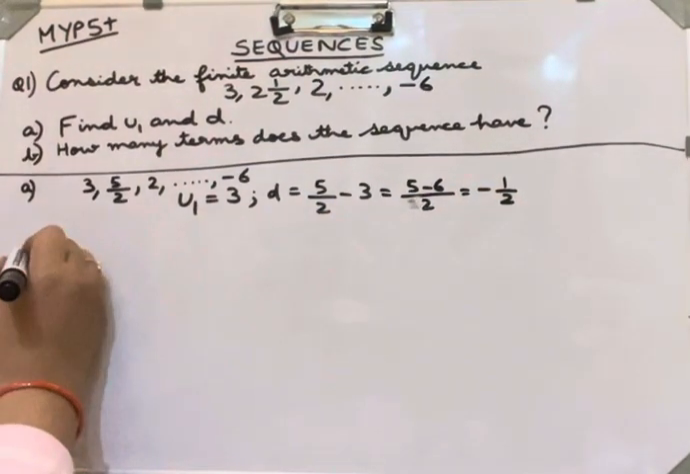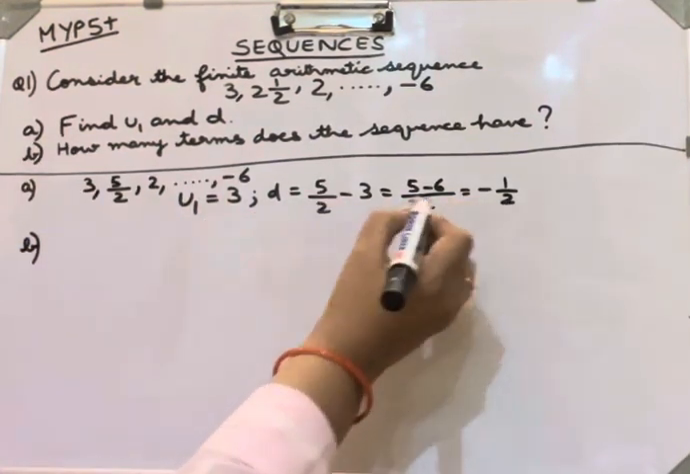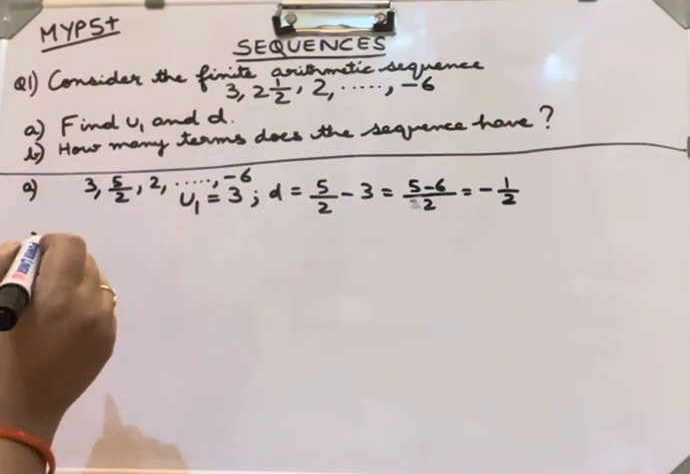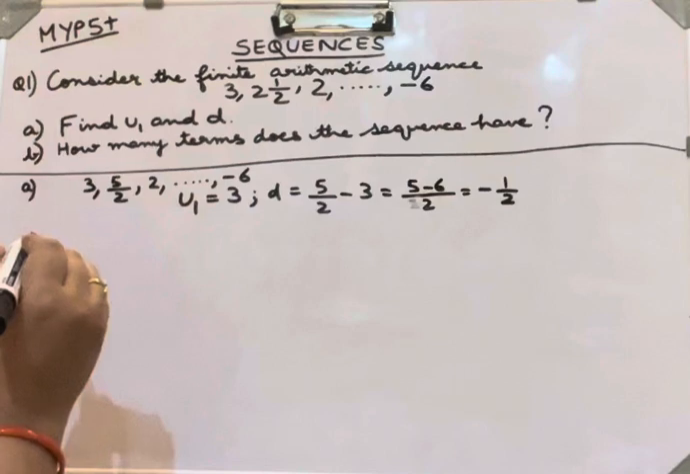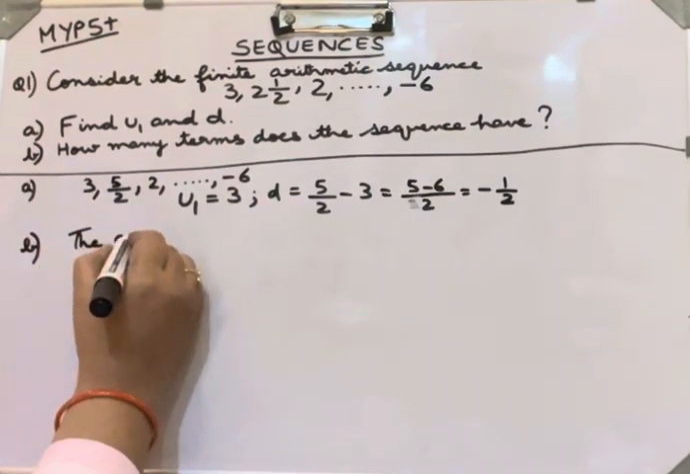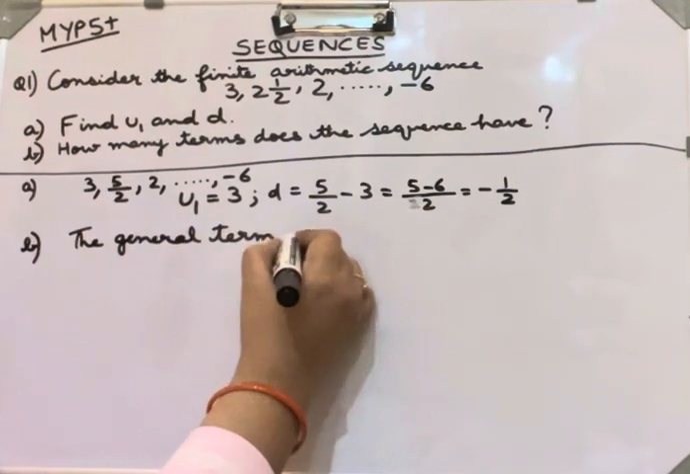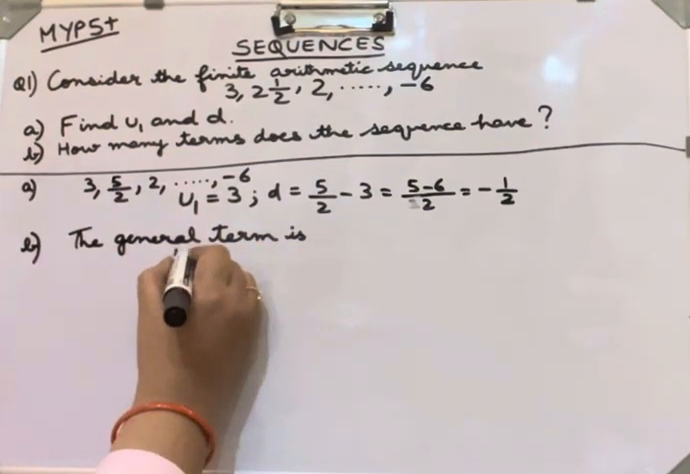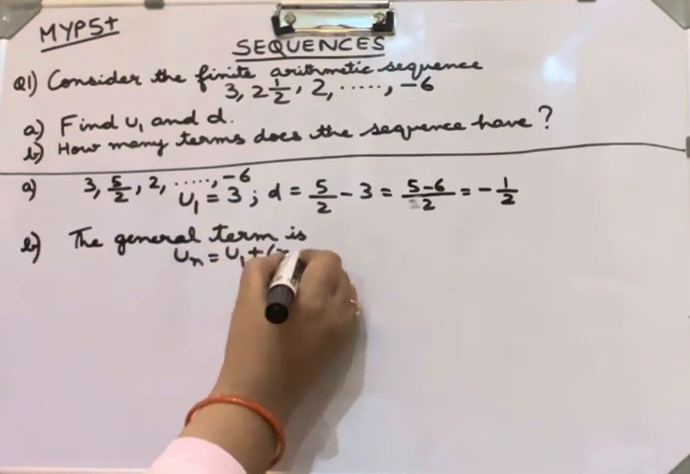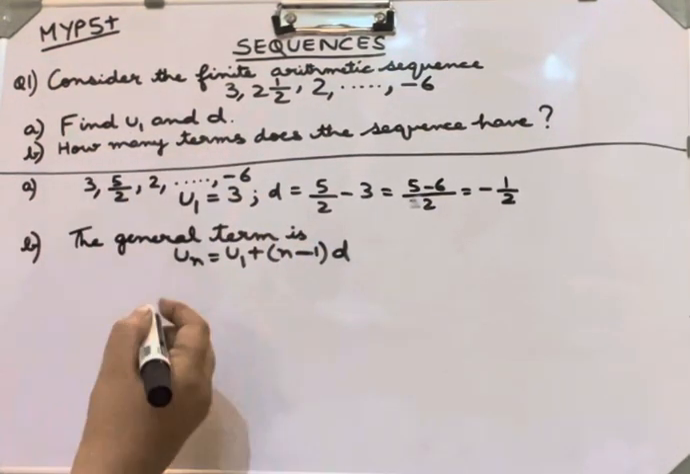Okay, now the next part. So the first term U1 is 3 and the difference D is minus half. How many terms does the sequence have? So first we'll find out the general term for this arithmetic sequence. So the general term is UN is equal to U1 plus N minus 1 multiplied by D, where N is the number of terms.